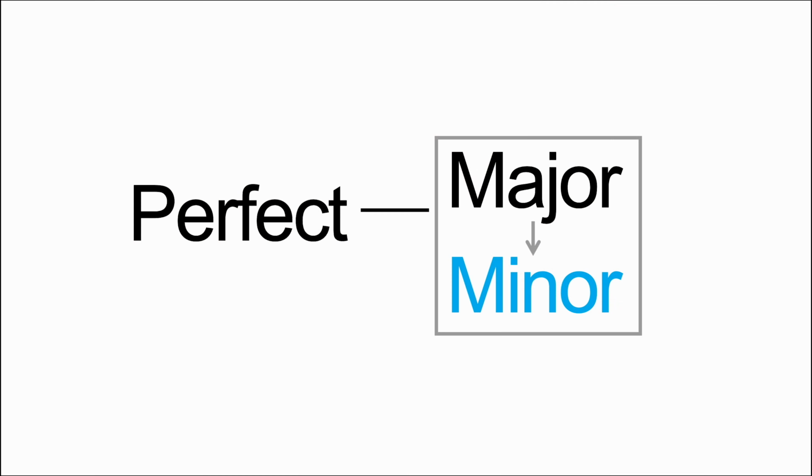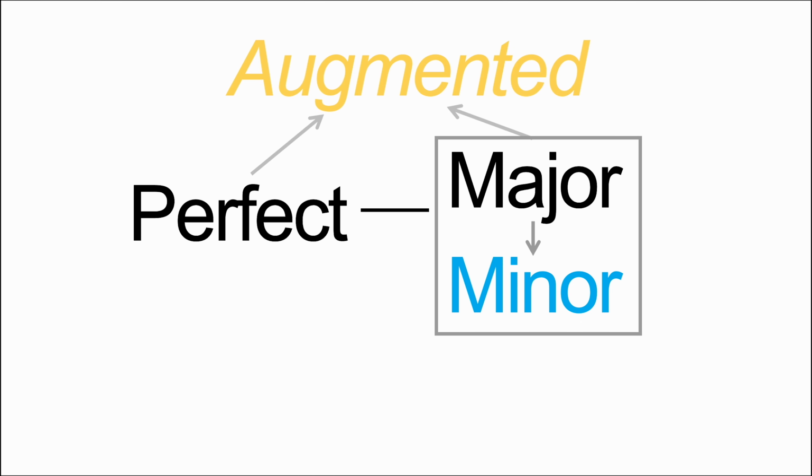So again, looking at this nice graph that we've been using, perfect and major are the starting spots that we could have. If you lower major, you get to minor. But if you raise perfect or major, you get to an augmented interval. So let's look at those first.